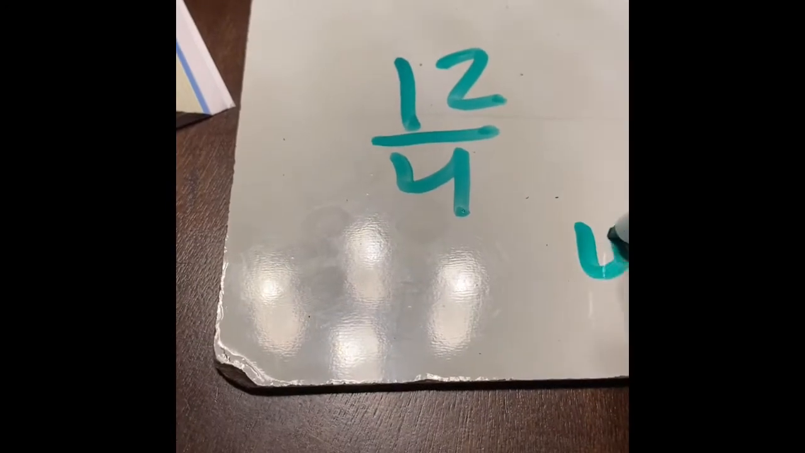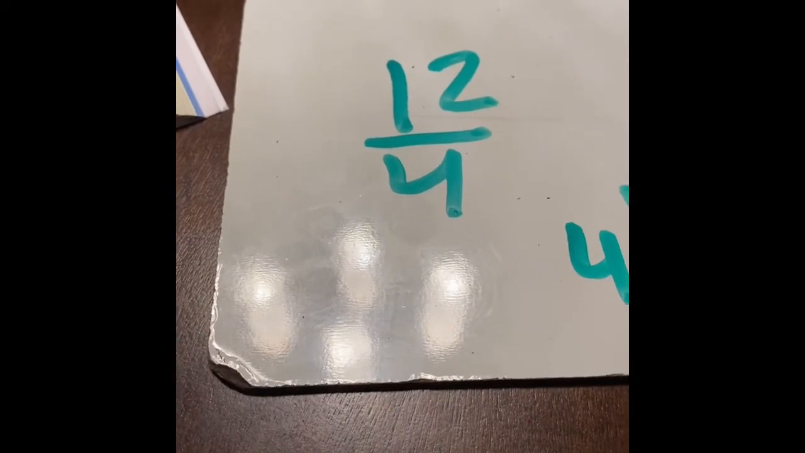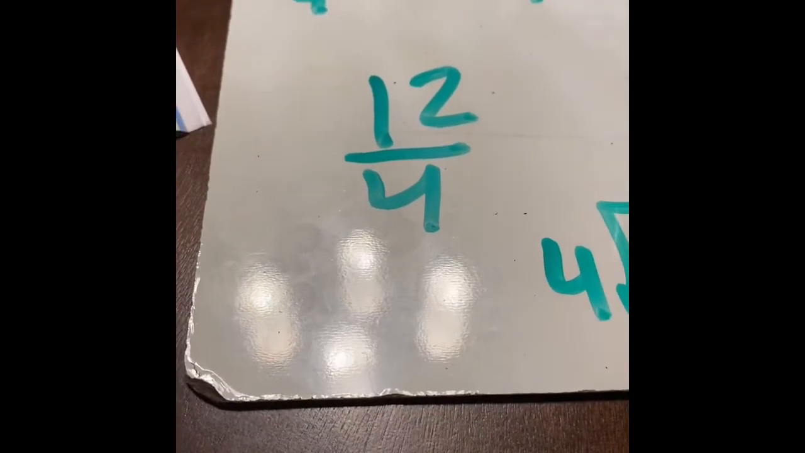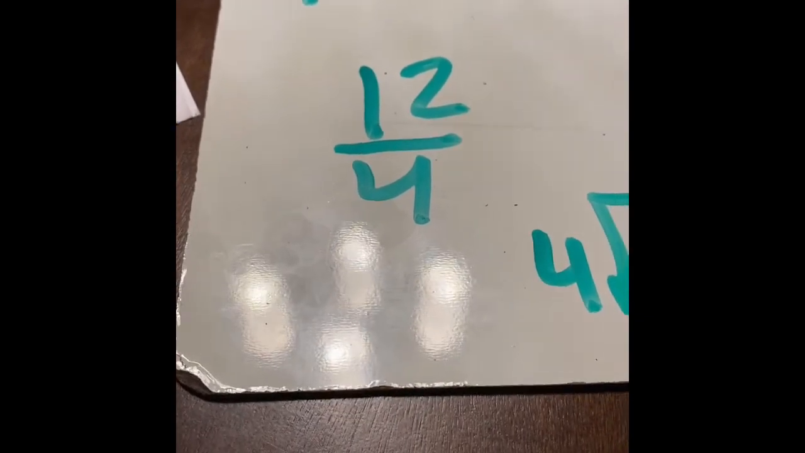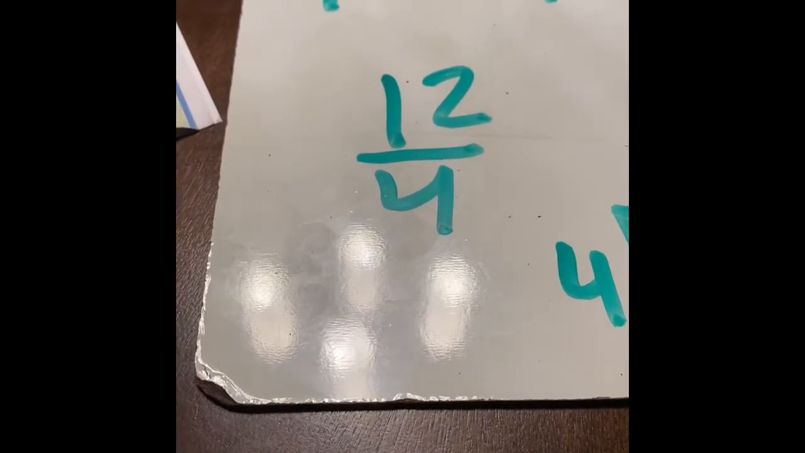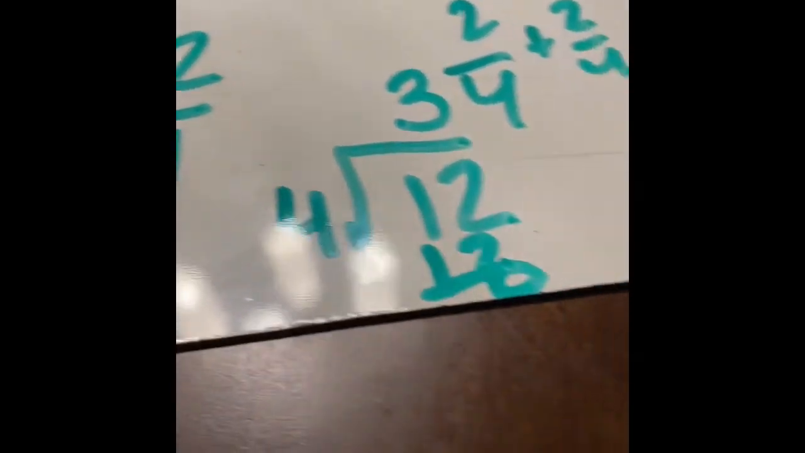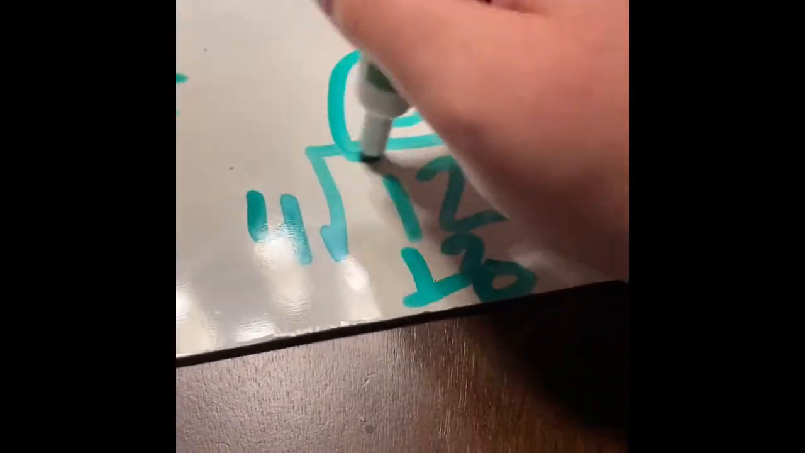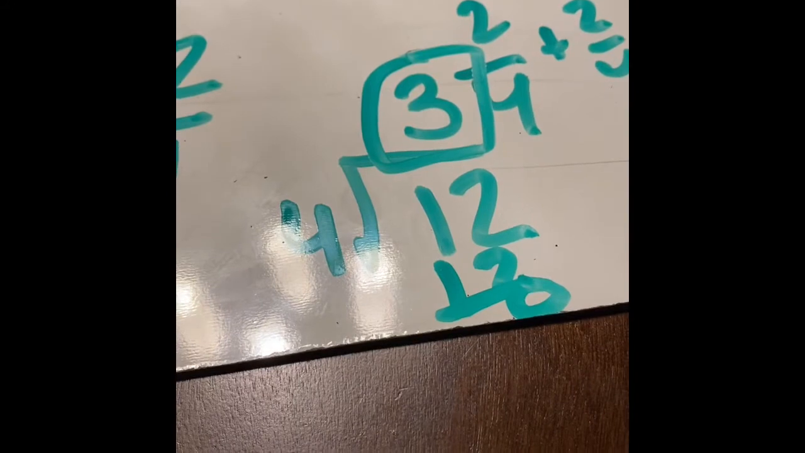So I'm going to divide 4 into 12. 4 can divide into 12 3 times. 3 times 4 is 12, which equals 0. Okay, so I have a whole number of 3.